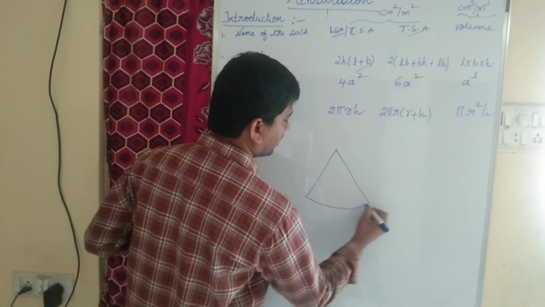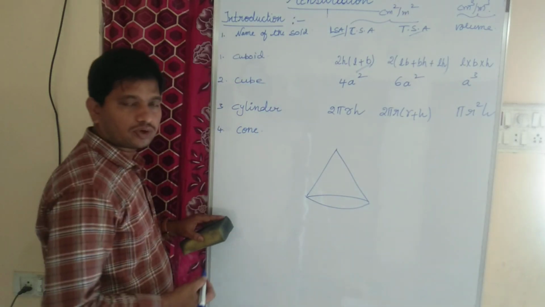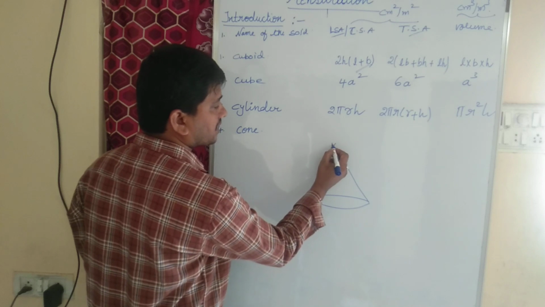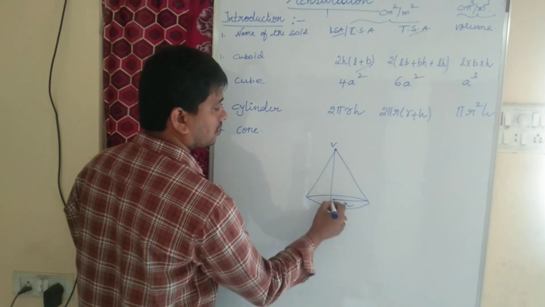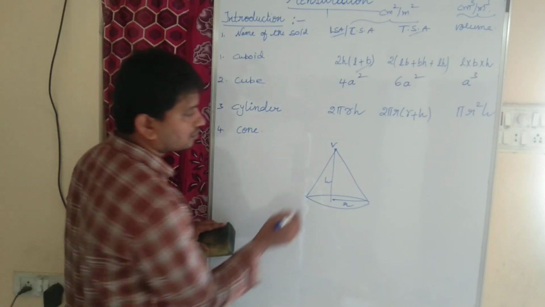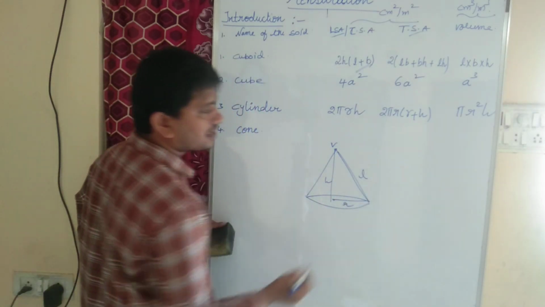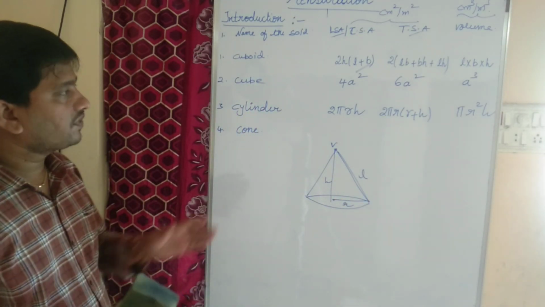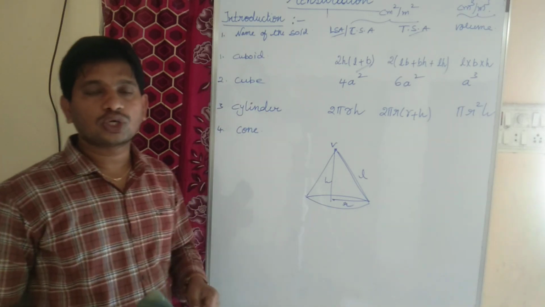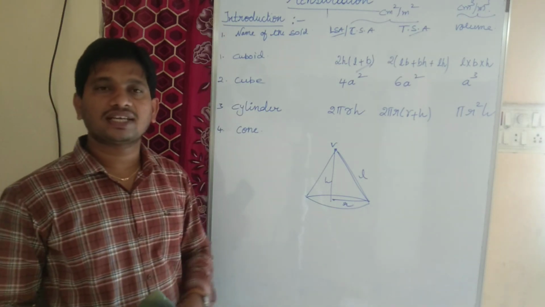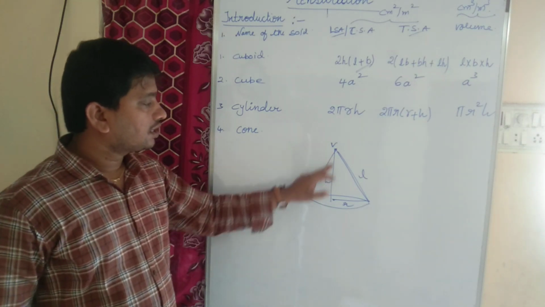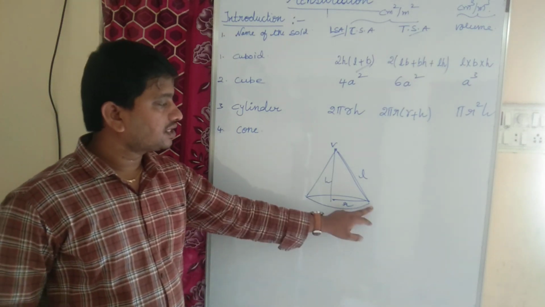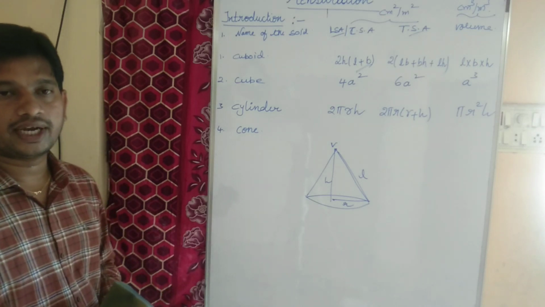Example of cone is a birthday cap. So this is our cone, this is our vertex, and this is our radius. This is the height of the cone, and this is our slant height. As we have discussed in our previous classes, these are all solids. So what are the dimensions? This is radius, this is the height of the cone, and this is our slant height, right?